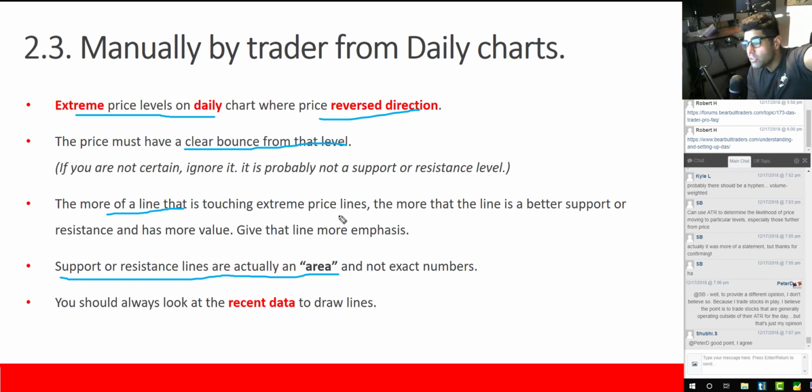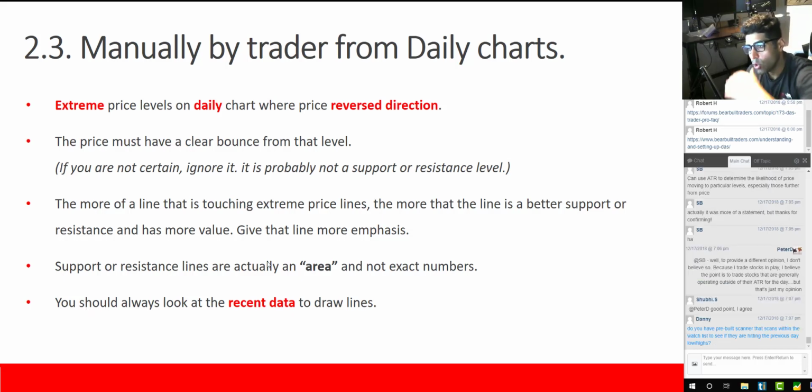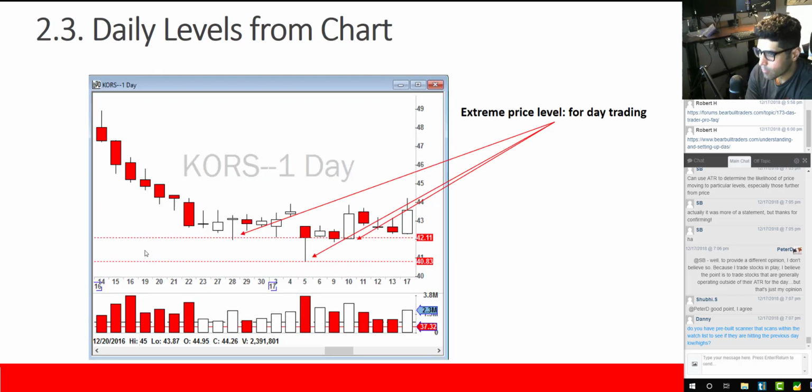But for a stock that is $50, maybe you can give 5-10 cents up and down for potential area. And you always look at the recent data. You go back in time as much as possible to see the support or resistance in that area. Don't go back to 1994, because if you have any data in the last few months or last few years, stick to that. Ignore those times. But if you don't have anything, just go back as much as possible and see if you can find anything or not. But really, always recent data are more important.